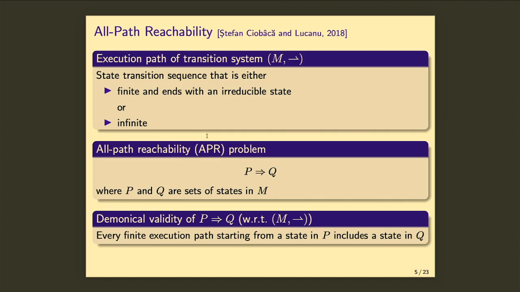The execution path of a transition system is a state transition sequence that is either finite or infinite. And if it is finite, it ends with an irreducible state. And the all-path reachability problem, APR problem in short, is a pair of state sets P and Q, and we write P to Q. And this APR problem is valid when every finite execution path starting from a state in P includes a state in Q.